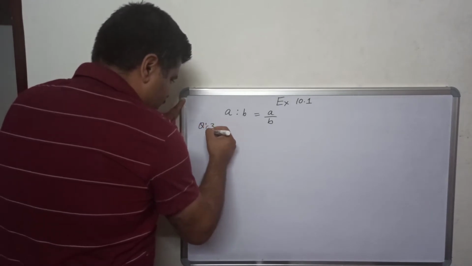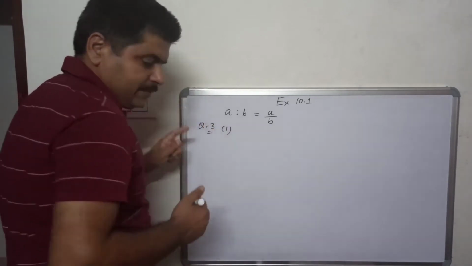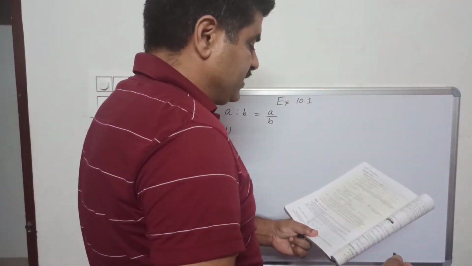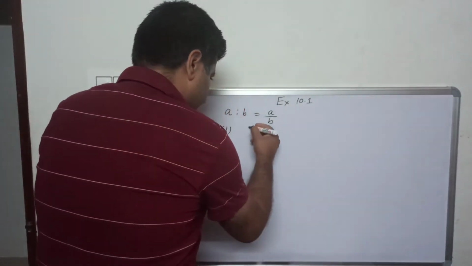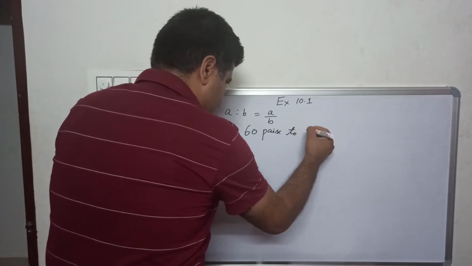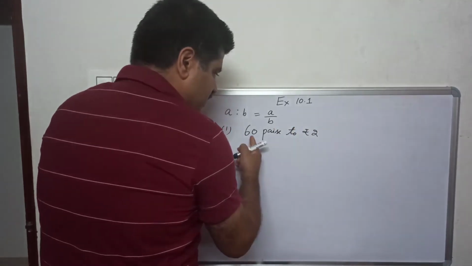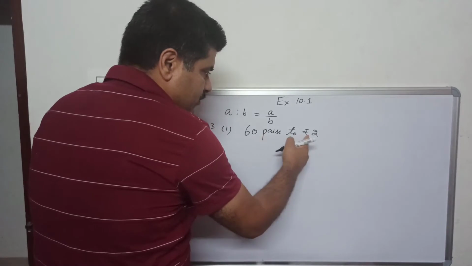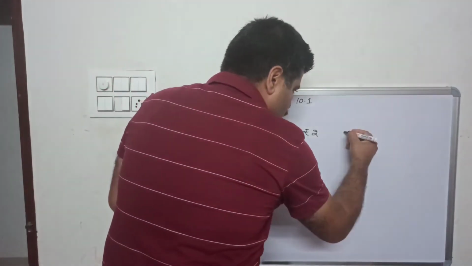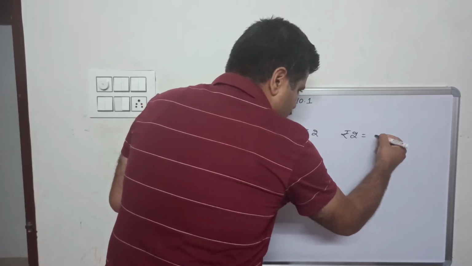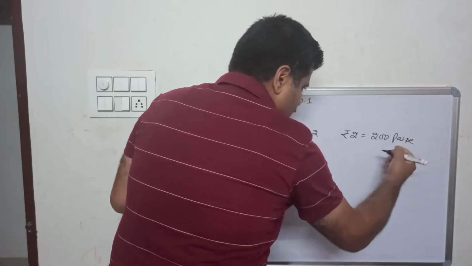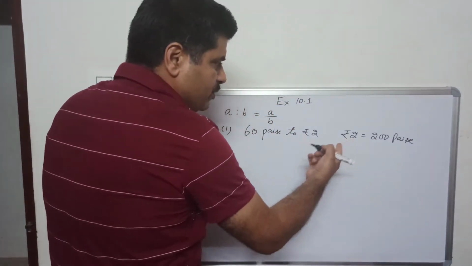Let us take question number 3, first part, to find the ratio of 60 paisa to rupees 2. Now if you see here, units are not same. So let us change rupees 2 into paisa. Rupees 2 is equal to 200 paisa, because 1 rupee is equal to 100 paisa, so rupees 2 will be 200 paisa.